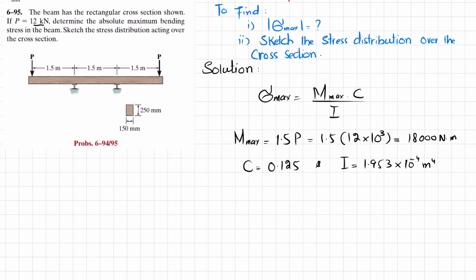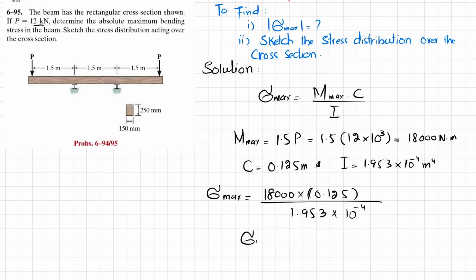Now you have all the values. You can just put sigma max equal to 18,000 multiplied by 0.125, this is in meter, divided by I, which is 1.953 into 10 raised to power minus 4. So when you solve this, you will get maximum bending stress comes out to be 11.5 megapascal. So this is the answer.